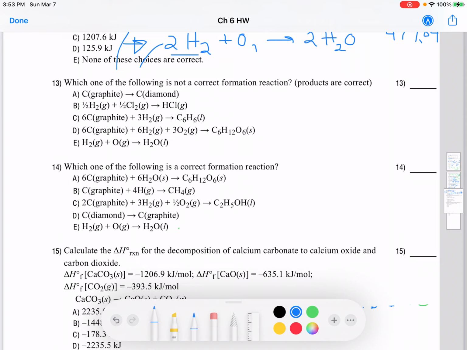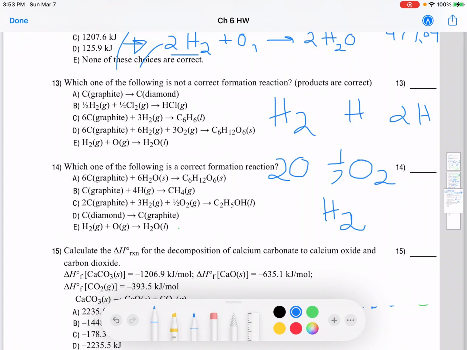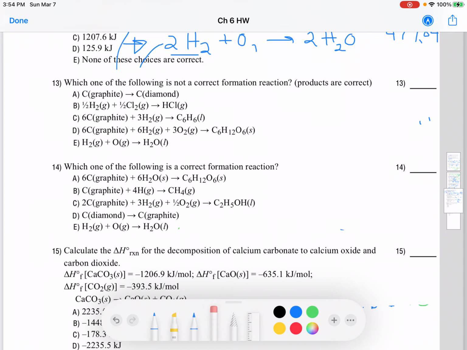Formation reaction means when you are making something, it has to come from its elemental form and how these elements exist in nature. Meaning carbon exists in nature as graphite. Hydrogen exists in nature as hydrogen gas, not hydrogen atom. Oxygen doesn't exist in nature as O, it exists as O2. So you cannot represent it like this, it has to be H2 like this. But you can put a coefficient at the front. So it has to be written in elemental form in your reactants.